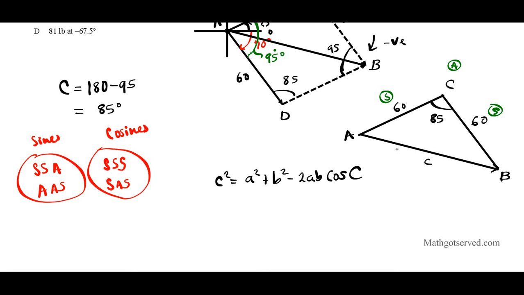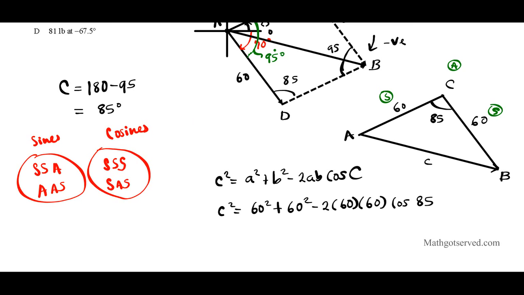Okay, so let's use that to figure out the magnitude of this resultant force. So we have c squared equals 60 squared plus 60 squared minus 2 times 60 times 60 cosine big C, which is 85. All right. So let's plug that into our calculator and see what we get.